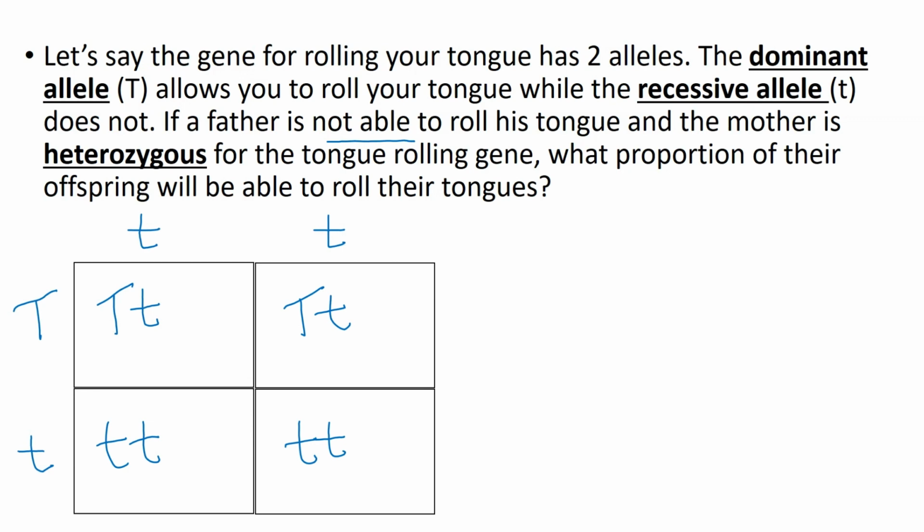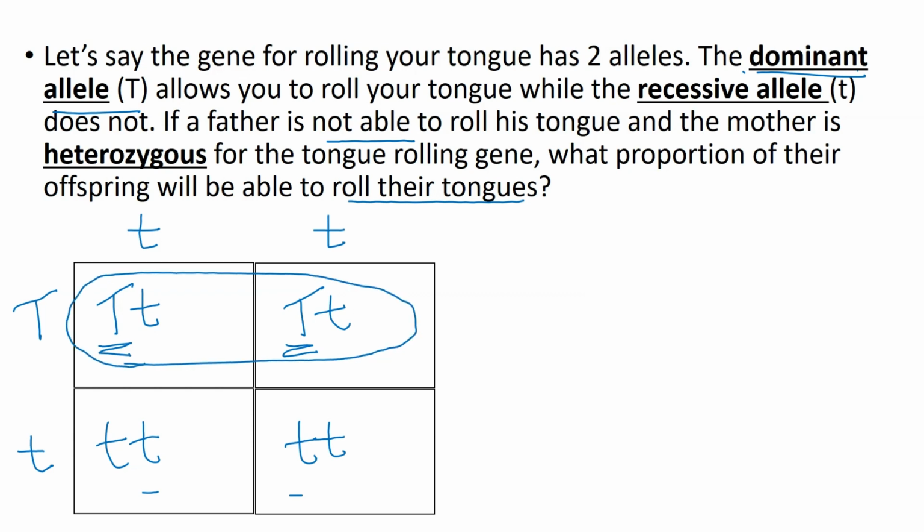Sweet. So what can we find out from here now that we filled out the Punnett square? The question is asking us what proportion of the offspring will be able to roll their tongues. So we know that in order to be able to roll your tongue, you need to have the dominant allele. So we have the dominant allele here and a dominant allele here. However, in these two boxes, there's no dominant alleles. These are the only two that have a dominant allele and will therefore be able to roll their tongue, giving us a proportion of 2 out of 4, or 0.5.